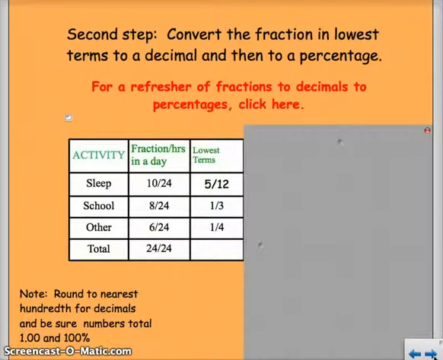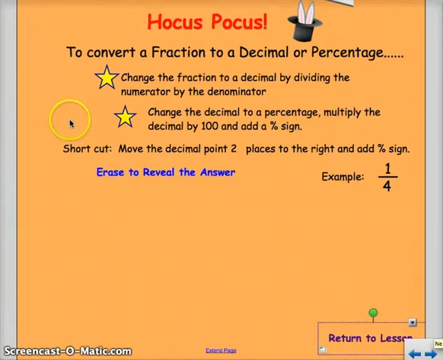Our second step in filling out the chart is to convert the fraction in lowest terms to a decimal and then onto a percentage. For a refresher on how to do this, let's take a look. Hocus pocus, presto changeo. To convert a fraction to a decimal or a percentage, you take the following steps.